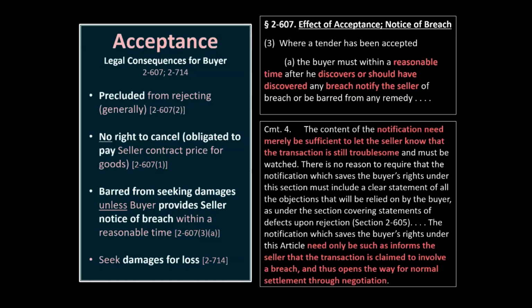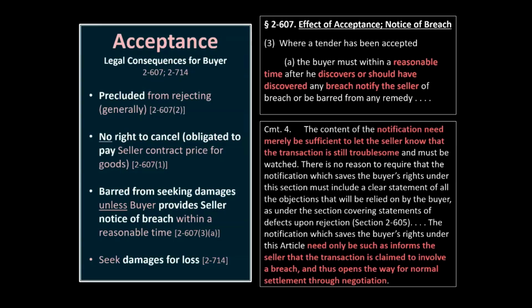The rationale is that, unlike in the case of rejection by buyer, where the seller may have had the opportunity to cure its breach if it was made aware of the particular defect upon which the buyer was rejecting, in the case of acceptance by the buyer, the seller has no right or opportunity to cure. So there is less need for the buyer to provide notice to make the seller aware of any defects or nonconformities. Instead, where the buyer accepts the seller's nonconforming tender of goods, the buyer's notice under subsection 3A must simply inform the seller that the buyer believes the seller is in breach. Official Comment 4 to section 607 elaborates on this point, that the content of the notice need merely be sufficient to let the seller know that the transaction is still troublesome and must be watched.